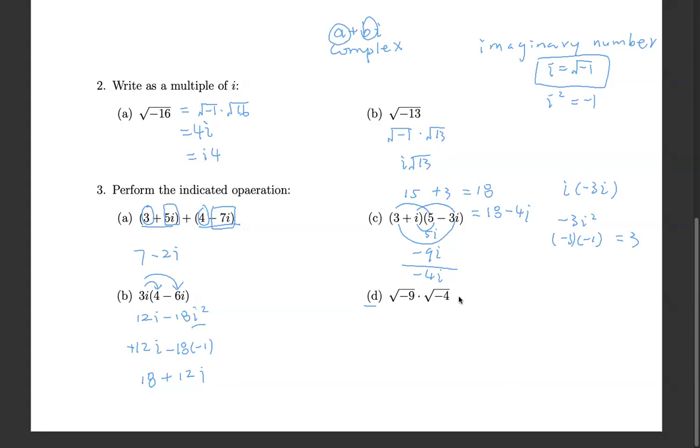Now let's see D. D is a little bit tricky. We cannot do square root of -9 times -4, then become positive 36, then become 6. No, this is wrong. We cannot do that. So what do we do? We need to change each one into complex number form, because square root of -9 is 3i, and square root of -4 is 2i. 3i times 2i is 6i squared. Well, i squared is -1, so that's -6. So be very careful with D.